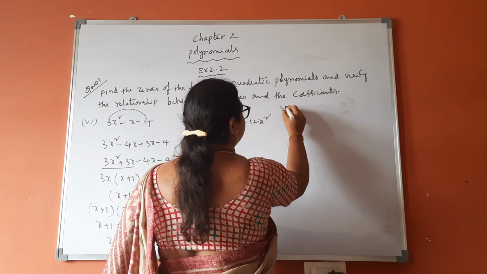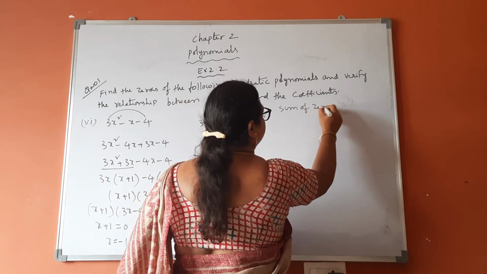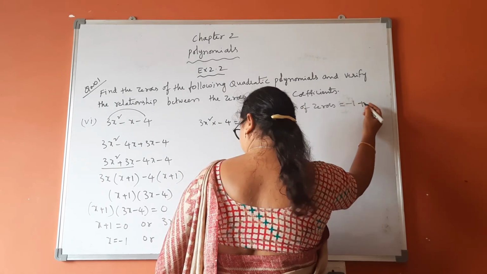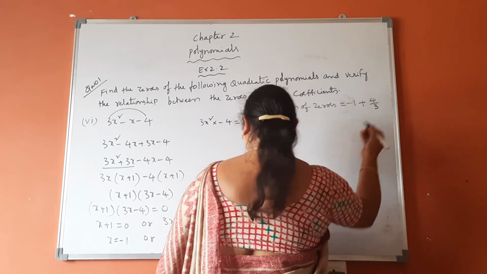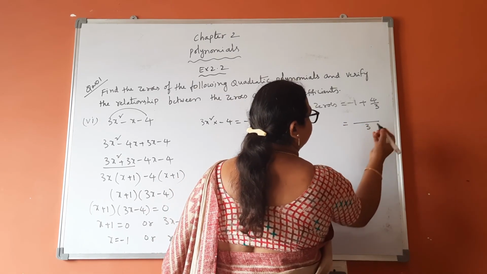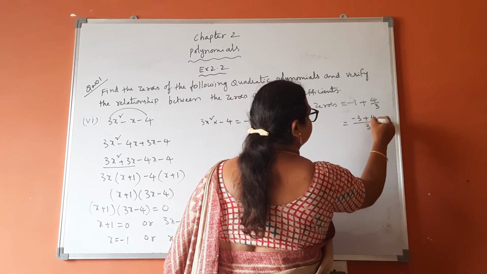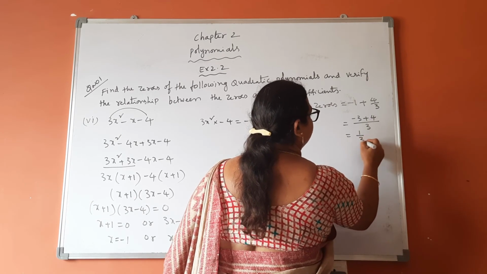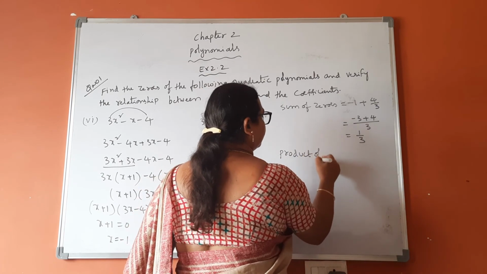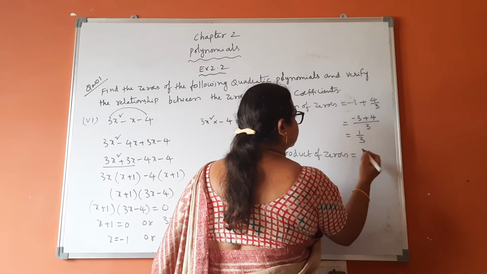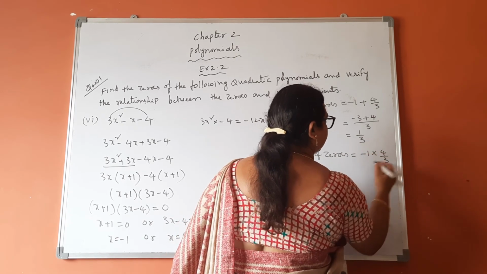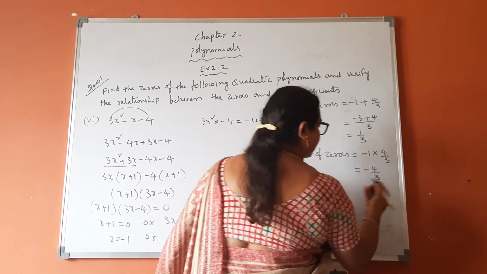Now sum of zeros is equal to minus 1 plus 4 by 3. So we need to find LCM here. Minus 3 plus 4, that is 1 by 3. Product of zeros is equal to minus 1 into 4 by 3, that is minus 4 by 3.